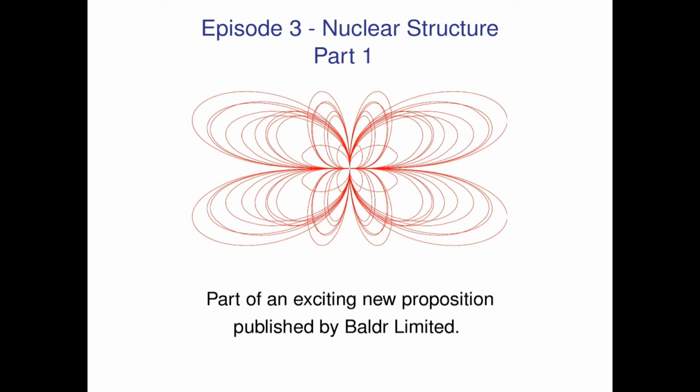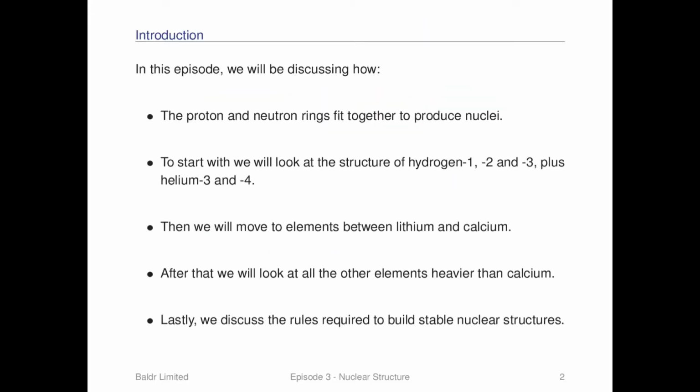Here we will be looking at the nuclear structures of atoms and how the proton and neutron rings that we discussed in the last episode can actually be fitted together to form the various atomic nuclei. In this episode we will start by looking at how we can build the atomic nucleus of hydrogens 1, 2 and 3, as well as the isotopes of helium 3 and 4.